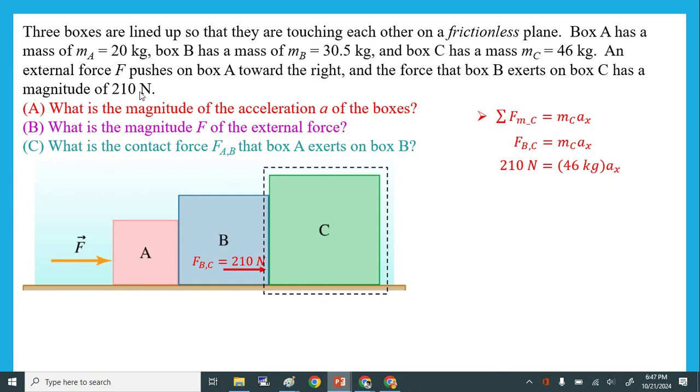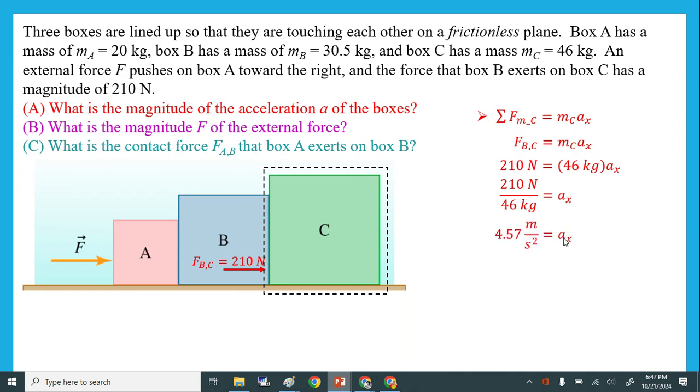Okay, so the question here in part A asks what is the magnitude of the acceleration of the boxes. So if you find the acceleration of box C, it tells you the acceleration of box B and A because they move as a single system. All right, so it's important to recognize that. So therefore, in my work here, once you have these values plugged in, 210 newtons is equal to 46 kilograms times a_x, we can just divide both sides by 46 kilograms in order to isolate for a_x. So therefore, it's 210 newtons divided by 46 kilograms.